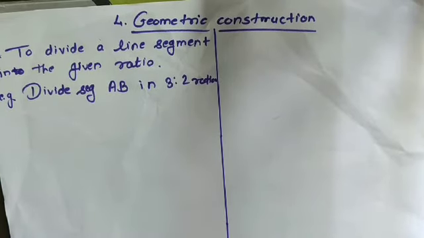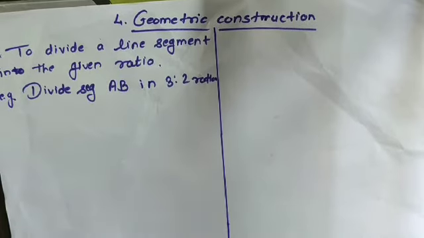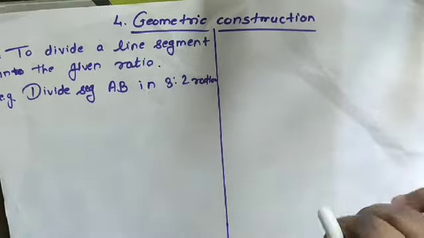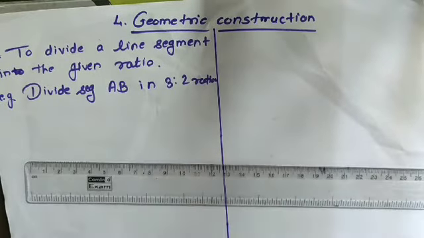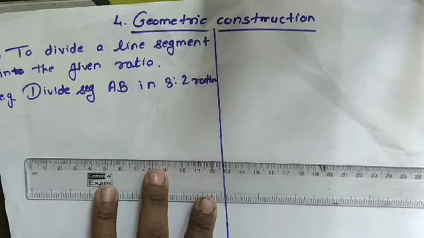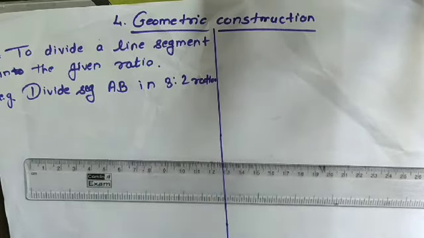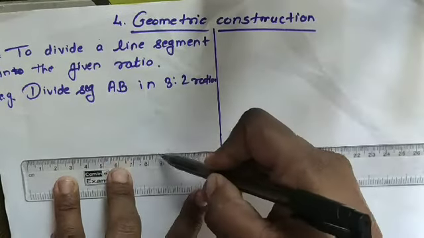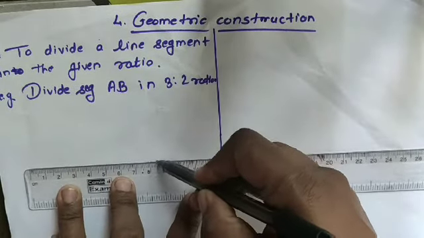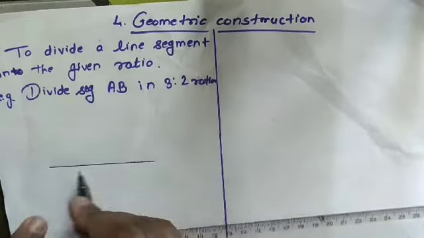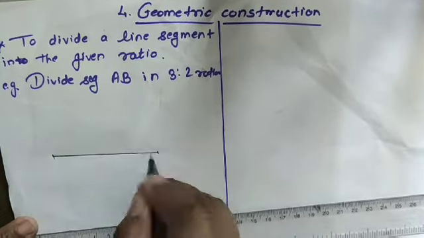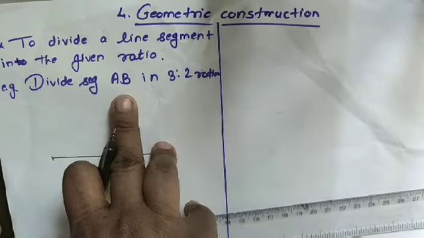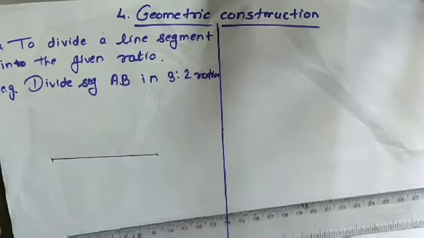So for that, first of all I will draw seg AB. Okay, and I told you before, I am going to use a black pen here, but you are going to use a pencil for that. So here I will draw seg AB. Without taking any distance I am drawing here. If they tell you to draw seg AB of 5 cm and then divide it into 3:2 ratio, then you have to draw seg AB of 5 cm and then divide this.